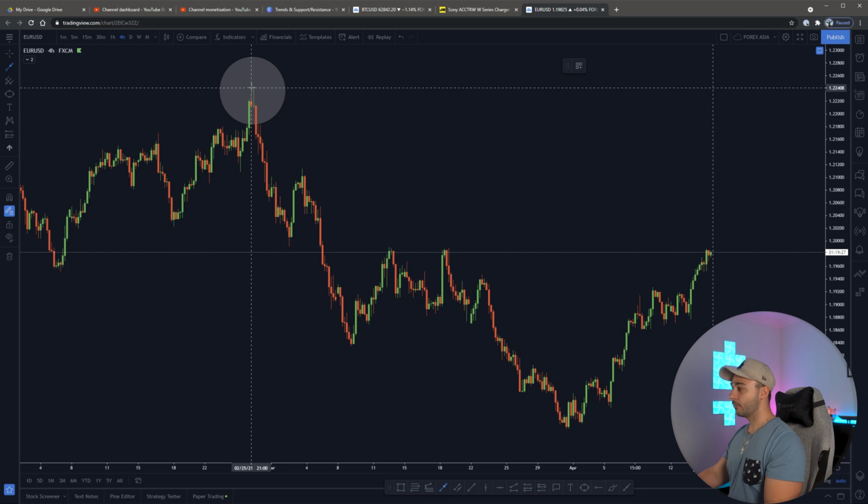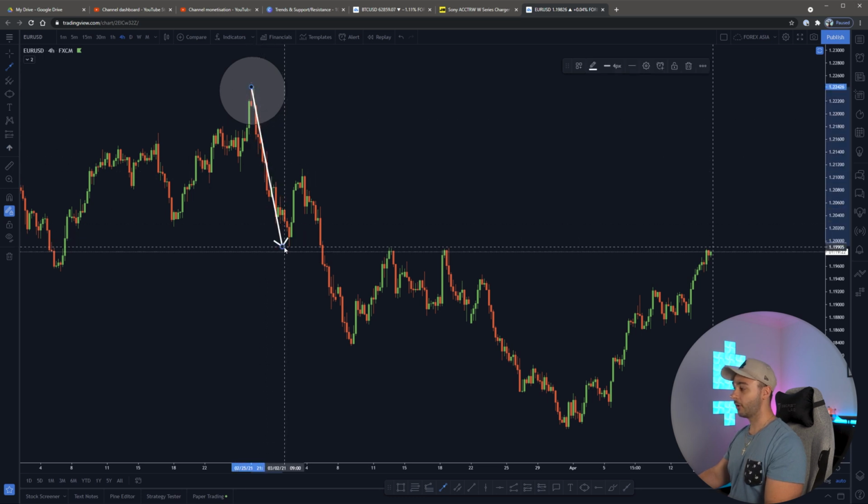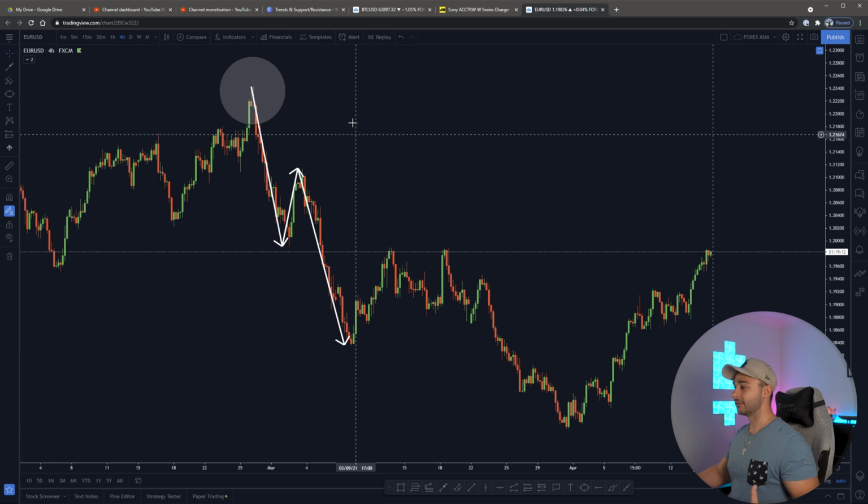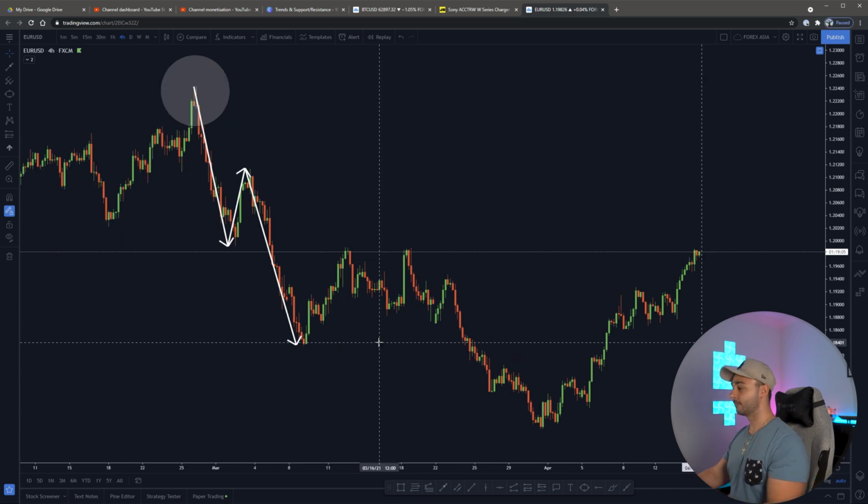Using this as a start point, you can see we have our extension down, which is our new low, and it takes out this low over here. We have our pullback, and then we have our new low. This is now a valid trend. Remember, we had that extension, pullback, and now we have our newer low. So this is clearly a bearish trend.